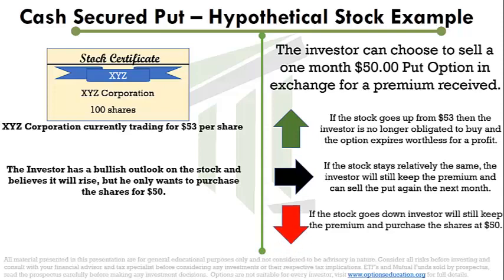Well, what if the stock goes down? Well, if the stock goes down, the investor is still going to keep the premium, and he's going to purchase the shares at $50 a share. Well, it's $50 a share minus the premium that was received. His cost basis is going to be lowered by the amount of the premium received.